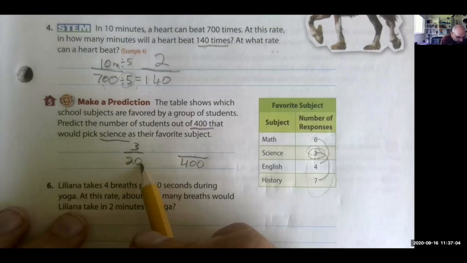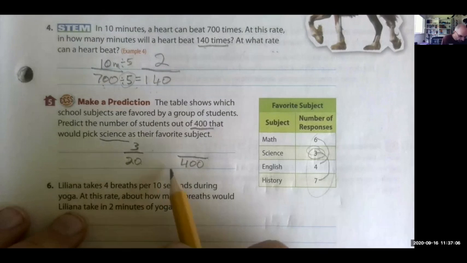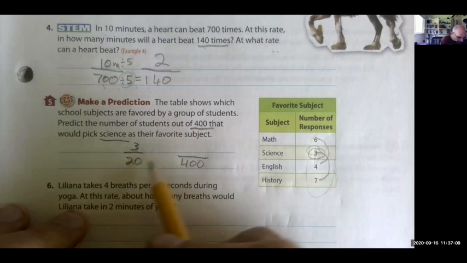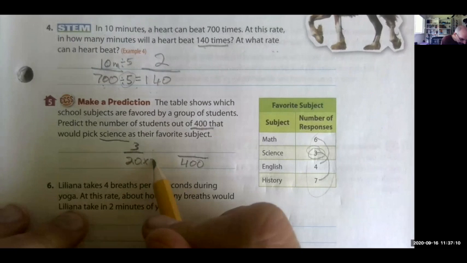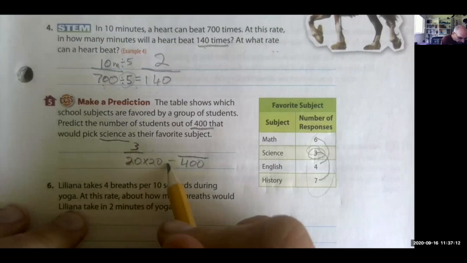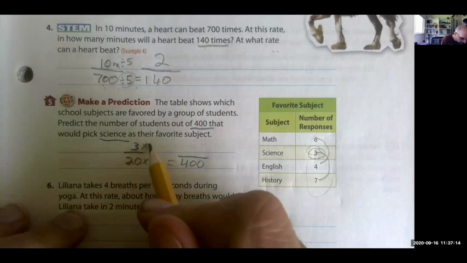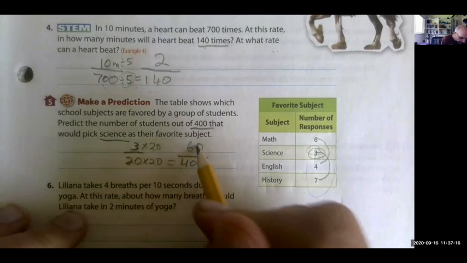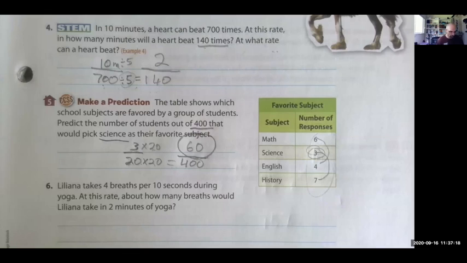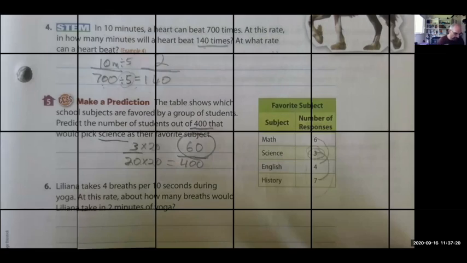And then, what do we have to do to 20 to make it 400? Well, 20 times 20, right? 20 times 20 is 400. So 3 times 20 is 60. So your answer is 60 out of 400, or 60 kids would choose science.